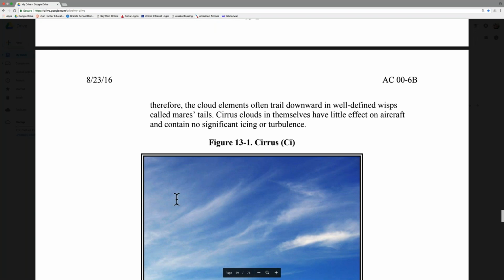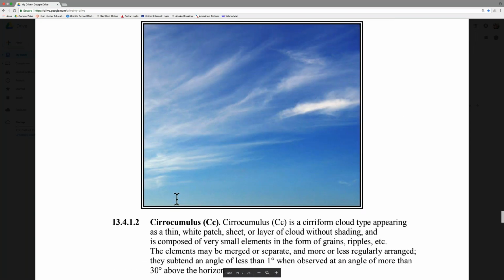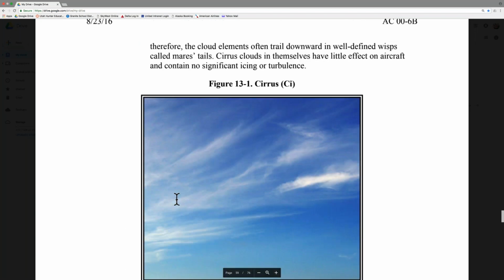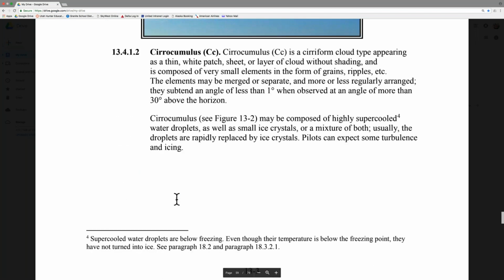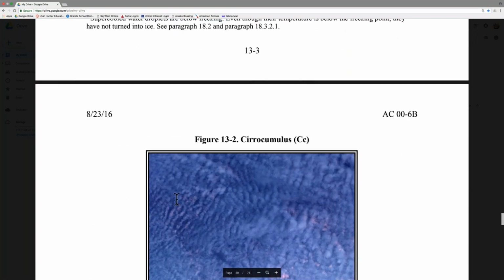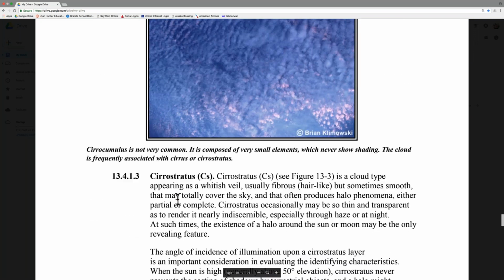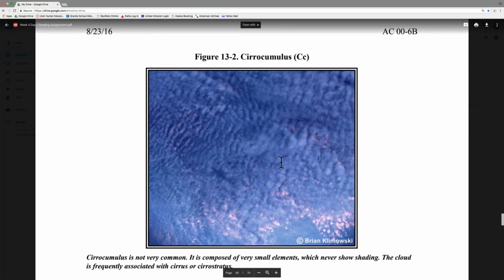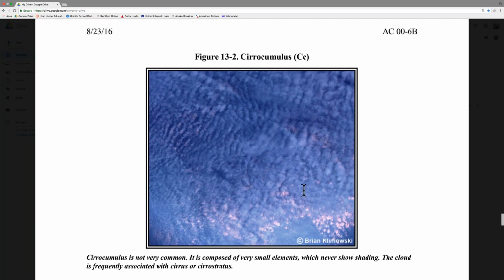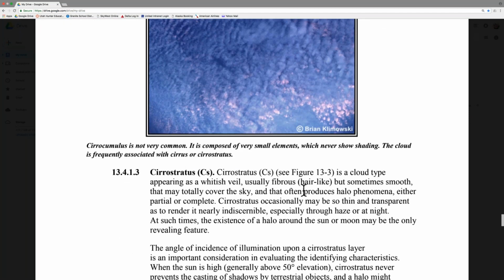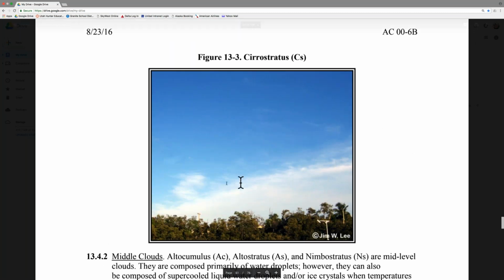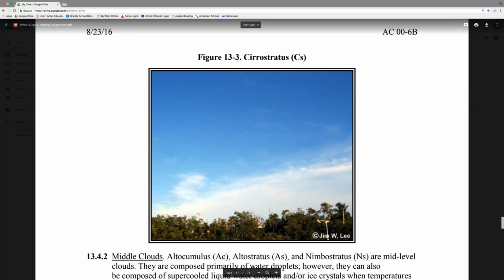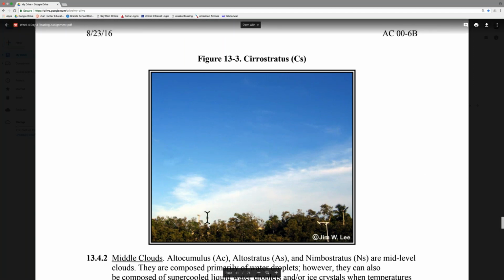So this would be your regular cirrus cloud here. Cirrocumulus would be, oh, that's the popcorn. Okay. So, there you go. Looks like an asbestos ceiling. And then you've got the Cirrostratus, just a thin blanket over the sky, right?